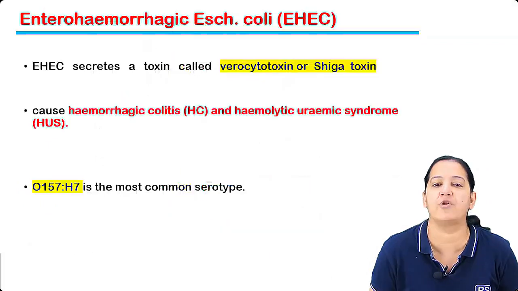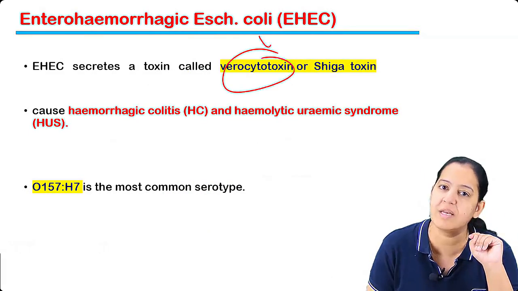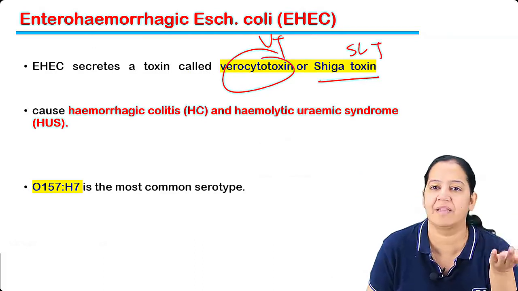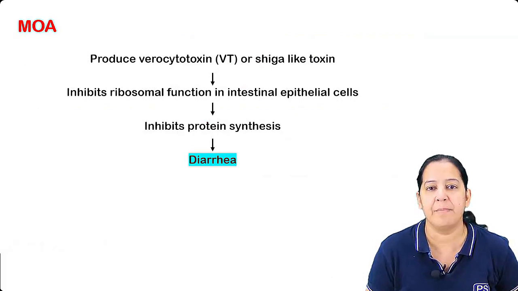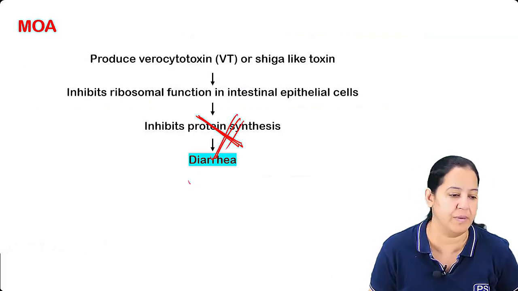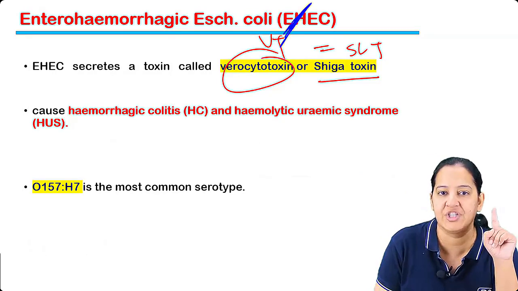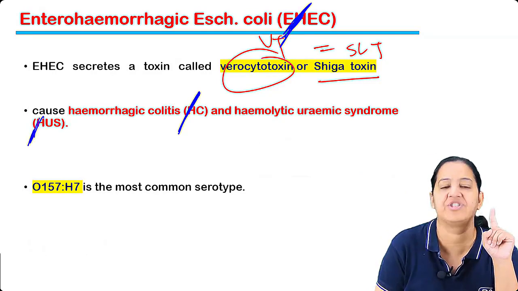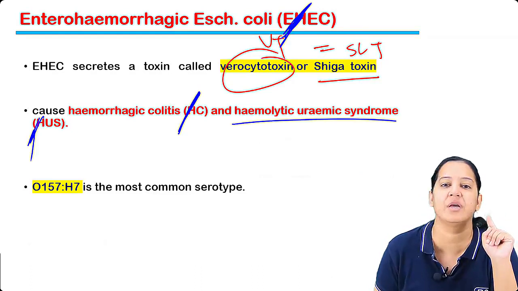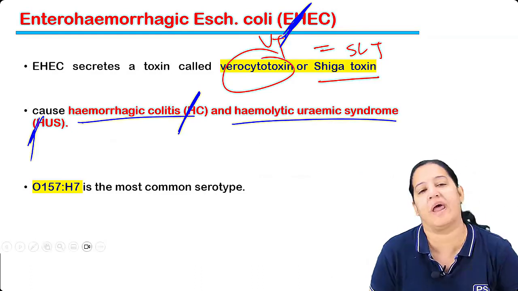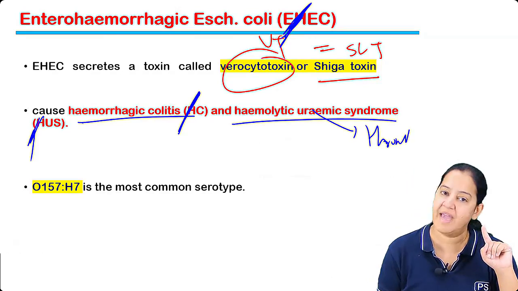The fourth one is enterohemorrhagic. Enterohemorrhagic secretes a toxin. The name of the toxin is verotoxin or Shiga-like toxin. It's the same thing, Vero and Shiga. It inhibits protein synthesis, by inhibiting the ribosome, and it causes diarrhea. It causes two additional diseases. H for H. What are the two? HUS, that is hemolytic uremic syndrome, and hemorrhagic colitis. So please learn the two additional diseases. The mechanism is thrombus formation.